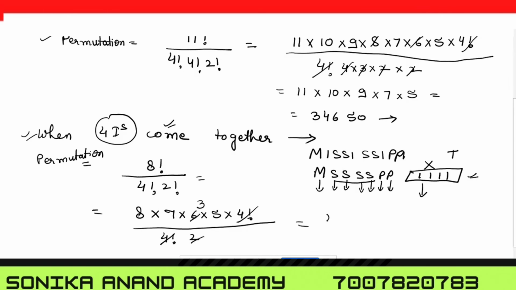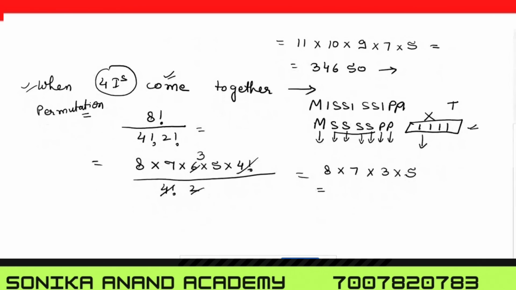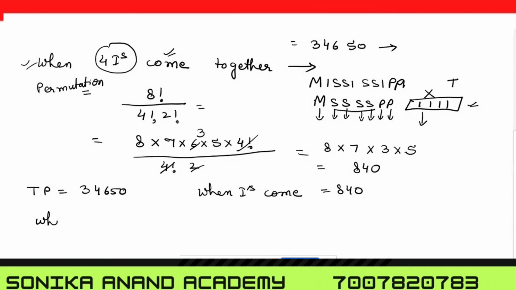So now what's the answer? 840. Okay. So total permutations we have 34650. When i's come together, 840. So I have to find when i's do not come together. We have to subtract them. Clear? Clear.